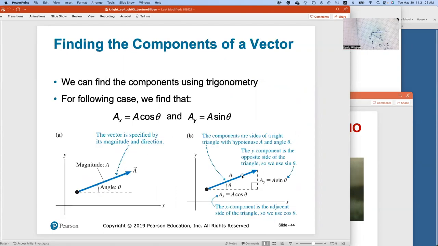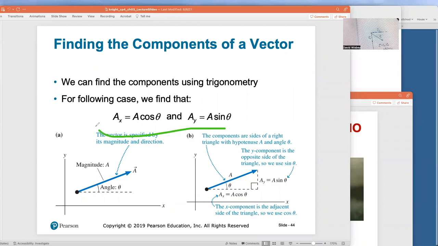And of course, if you have a vector A here, we talked about this before, then AX is A times cosine of theta, and AY is equal to A times sine of theta. And here we have a right triangle, and then our angle is over here. Okay? So up here, these two equations are really important when we're thinking about vectors. So those would be good to put on your cards.